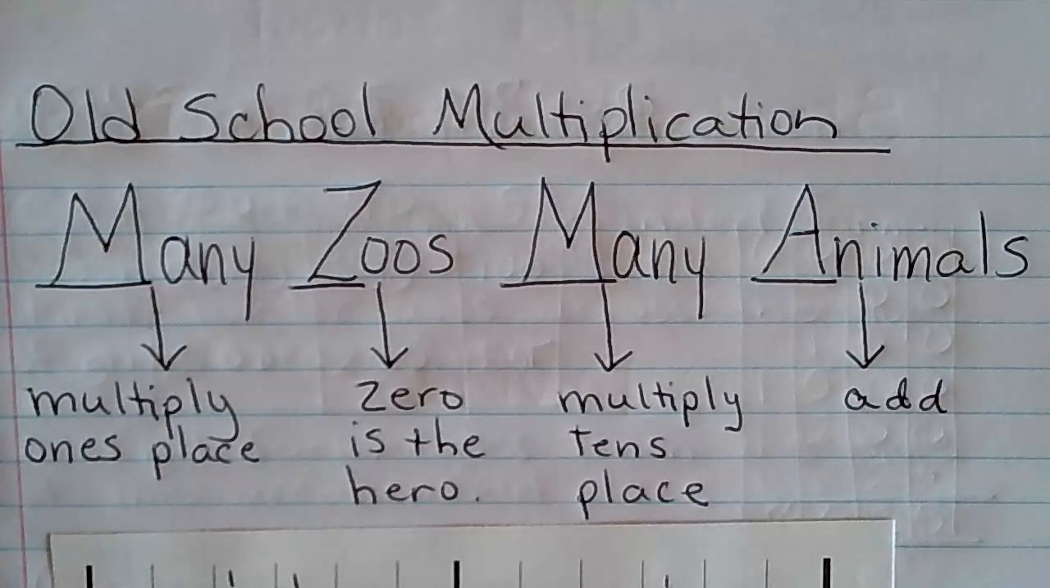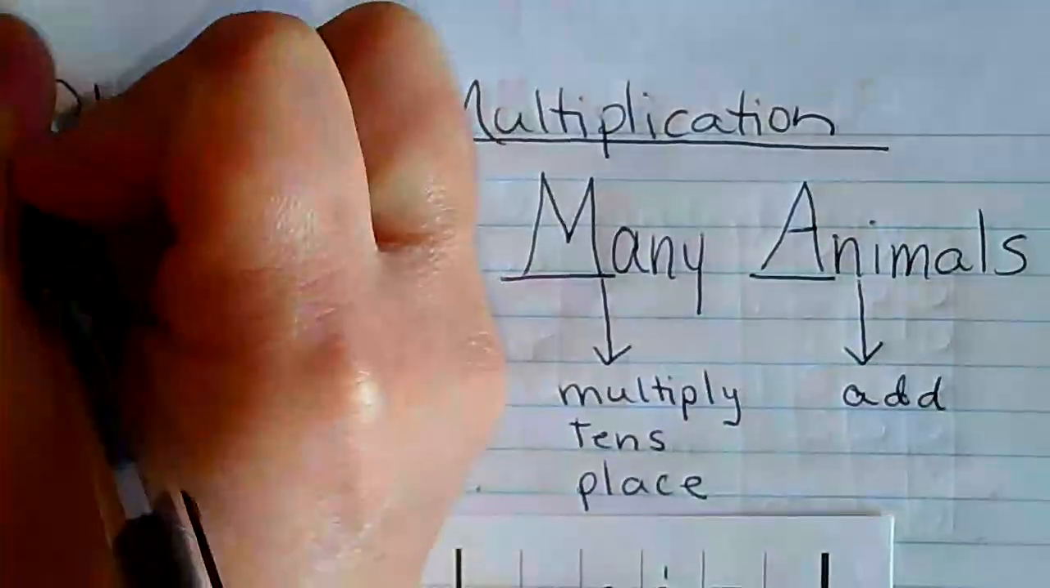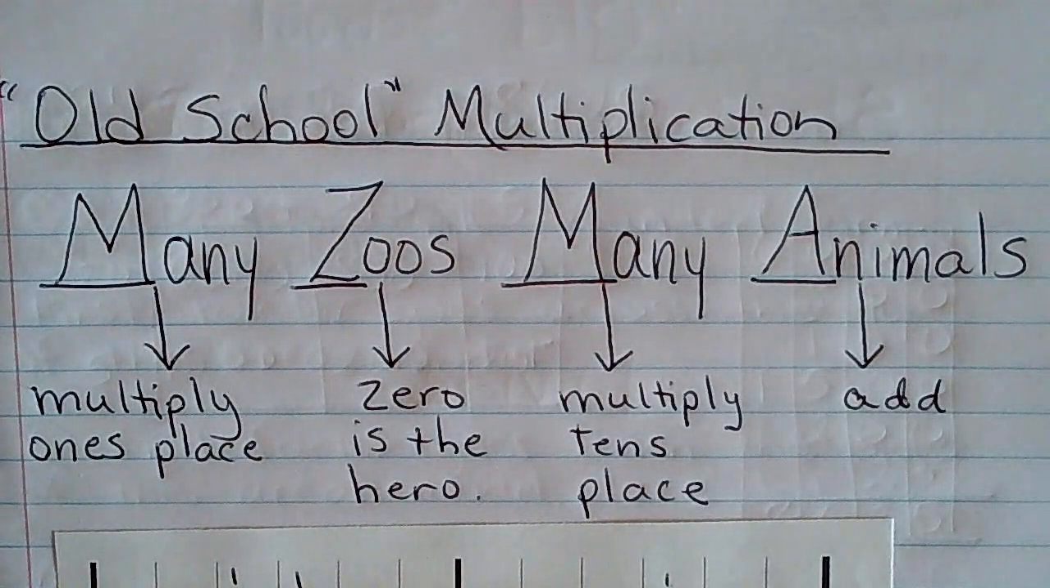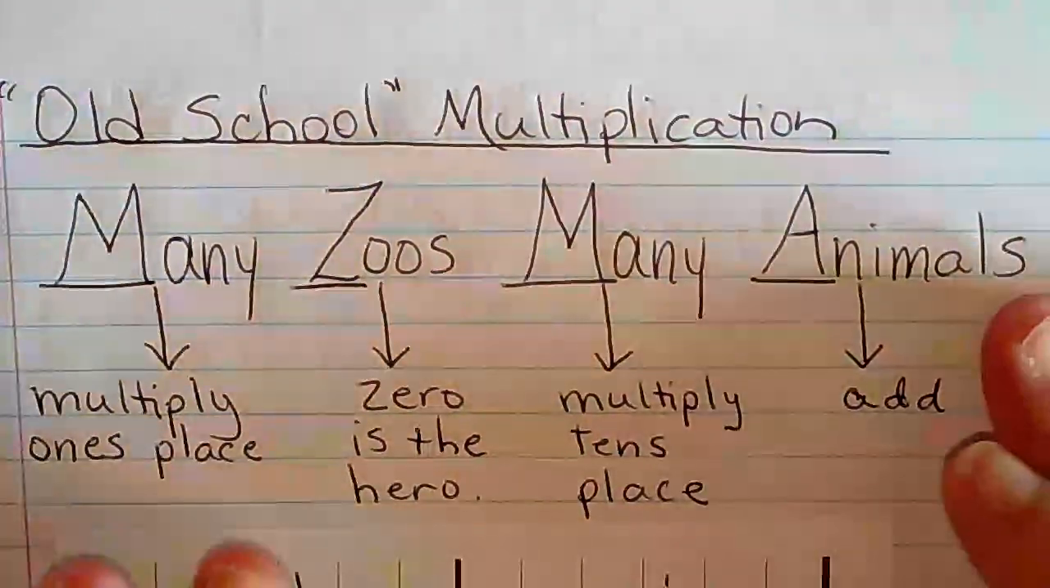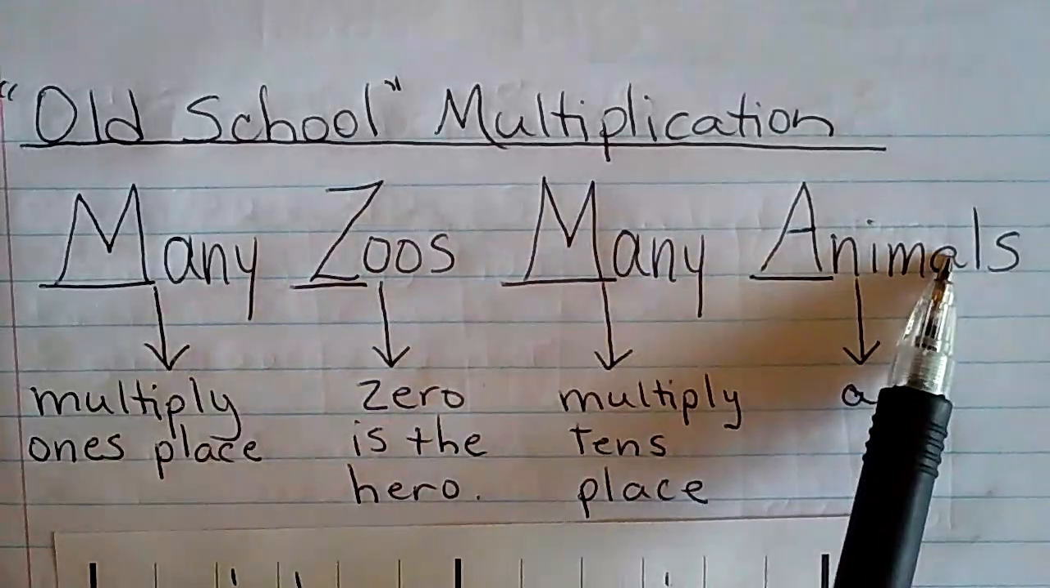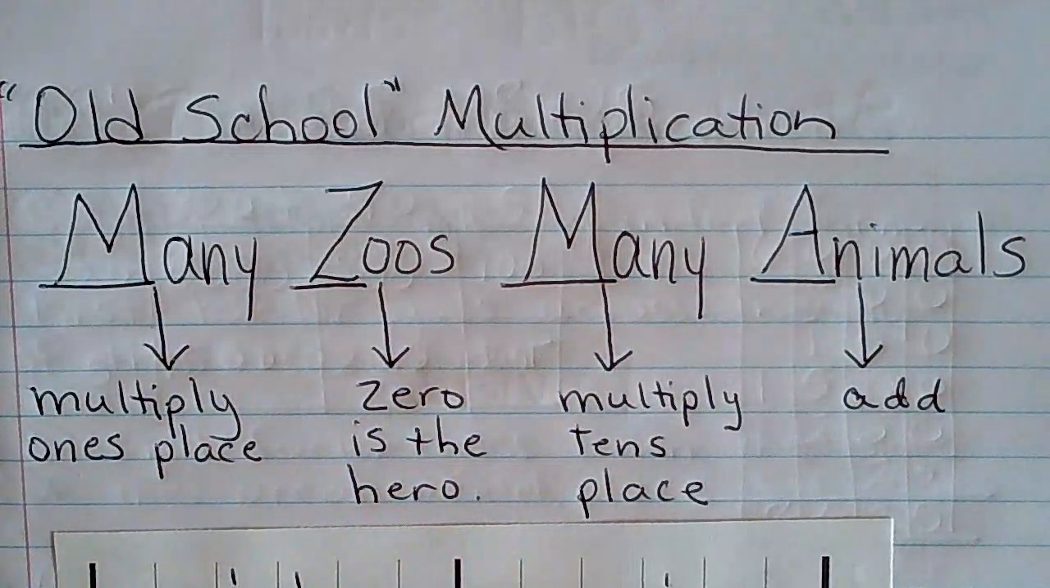Yesterday, we did the area model of multiplication. Today, we are going to do old school, okay, or the standard algorithm multiplication review. Now, in class, we used the little saying, many zoos, many animals, to keep us on track and make sure that we're doing all the steps that it takes to solve one of these problems.